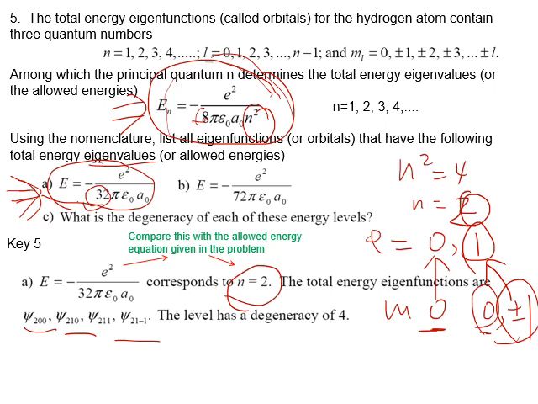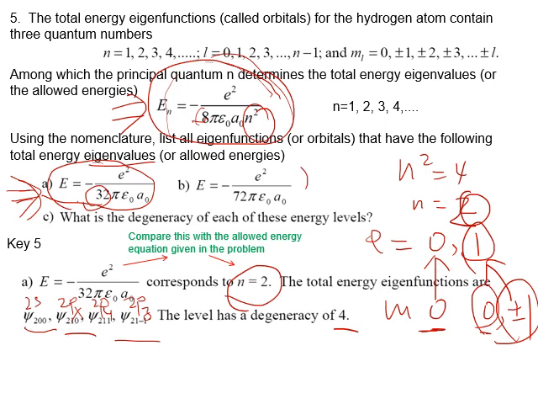This is the 2s orbital. These are the three 2p orbitals: 2px, 2py, and 2pz. And they all have the same energy because the principal quantum number is 2. So the degeneracy is 4.